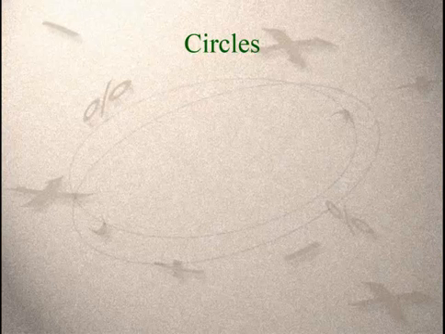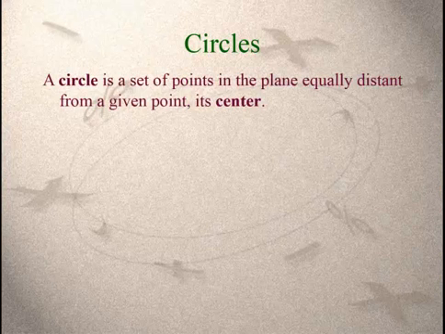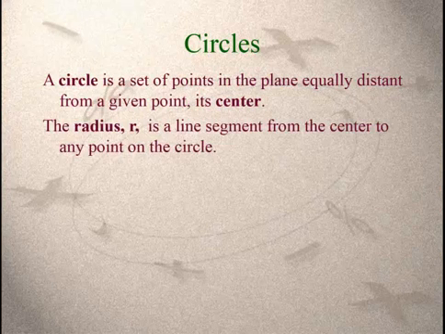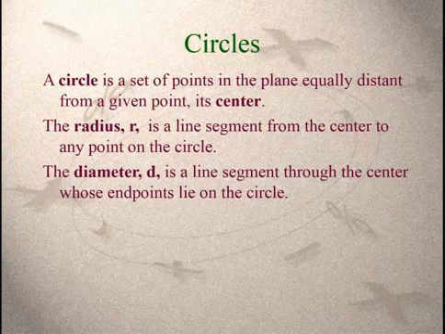Circles. Finding the area. What's enclosed? We want to find the area of the circle now. A circle is a set of points in the plane equally distanced from a given point called its center. The radius R is a line segment from the center to any point on the circle. The diameter D is a line segment through the center whose endpoints lie on the circle.